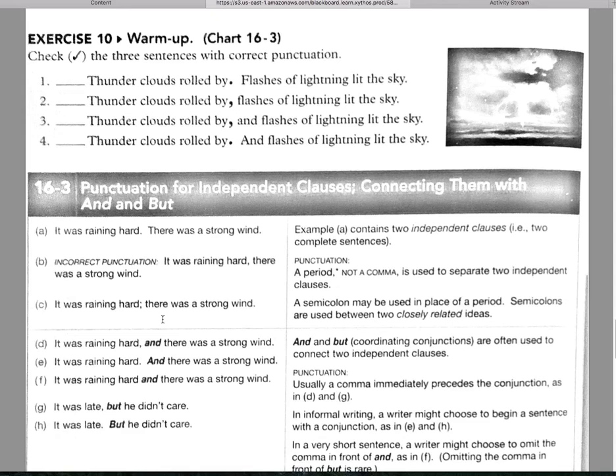Okay, if you'll turn to page 362, ladies and gentlemen. On exercise 10, this is a warm-up for chart 16.3, which is punctuation for independent clauses, connecting them with and, but. Okay, so we'll look at those 4 sentences. Put a check mark on the 3 sentences with the correct punctuation. I'll give you a minute or 2 for that.